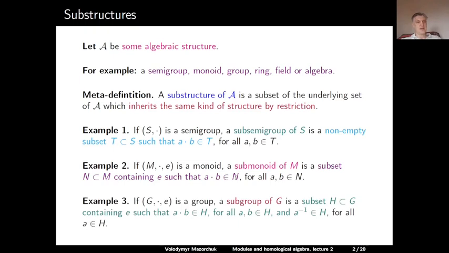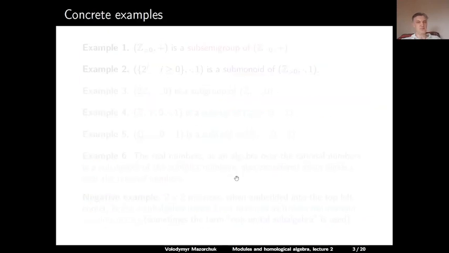Example 3. If (G, ·, e) is a group, then a subgroup of G is a subset H of G which contains the identity element e, which is closed with respect to the operation. In other words, for any a and b in H, their product ab belongs to H, and which is also closed with respect to taking the inverse element, which means that for any element a in H, the inverse a^(-1) of a should belong to H.